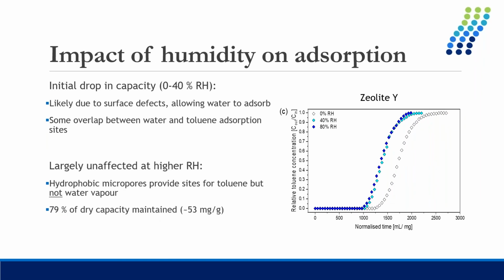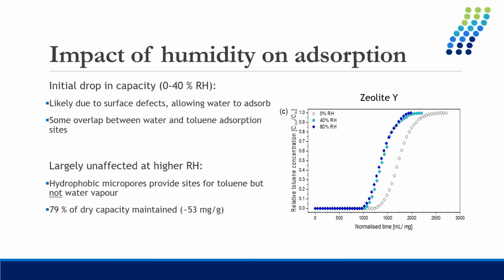But the more interesting data is when we expose it to humidity. We see that with zeolite Y, there is an initial drop in capacity as we go to 40% relative humidity. This is likely due to these surface defects I mentioned previously, so there will be some overlap between where water and toluene can adsorb.